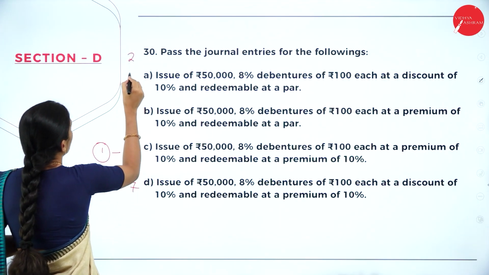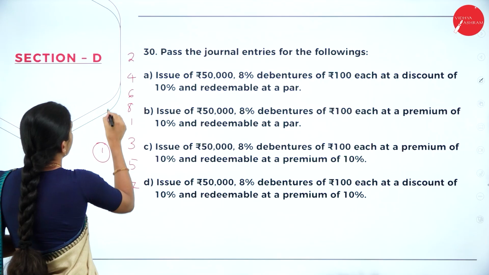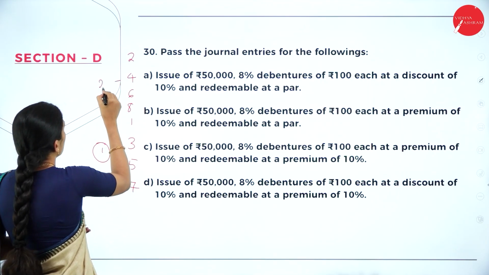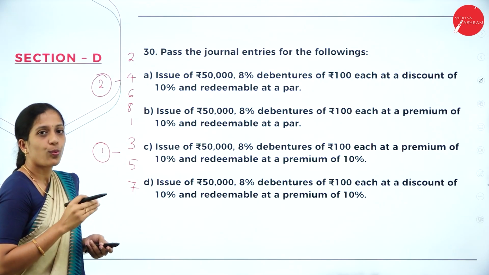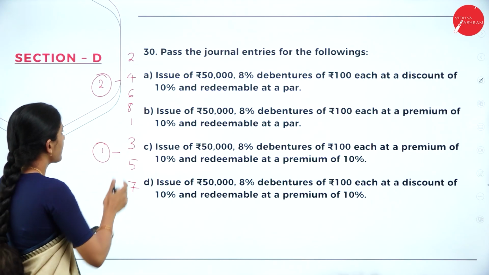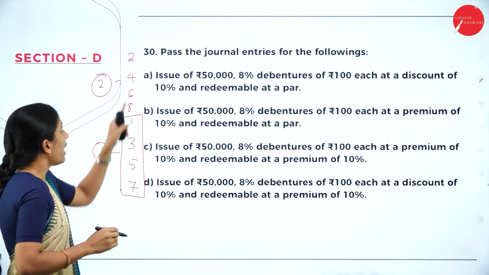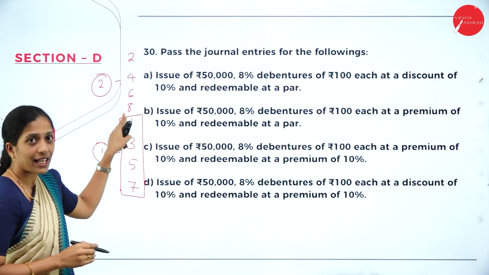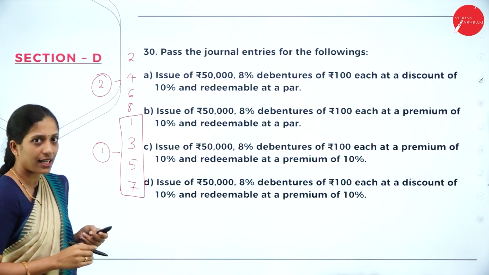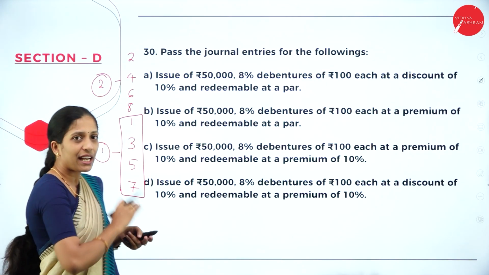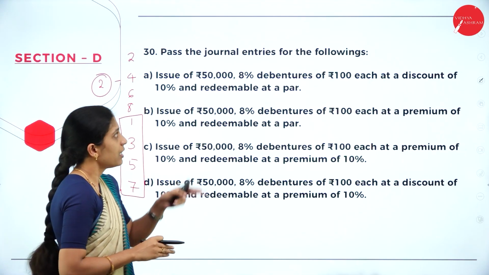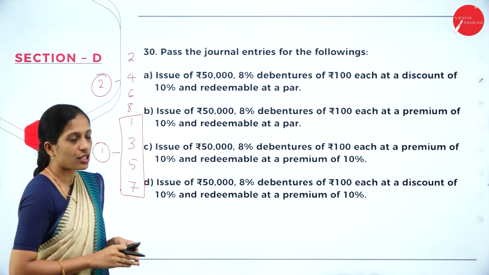And the 2nd, 4th, 6th and 8th entries carry 2 marks each. So, the 1st, 3rd, 5th, 7th entries are the same, carrying 1 mark each where the amount differs, and the next 2nd, 4th, 6th and 8th entries carry 2 marks each. Now, for these 8 entries, it carries 12 marks. You can go through each and every situation.